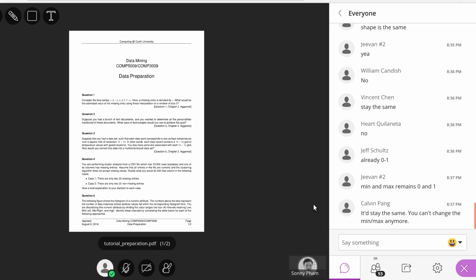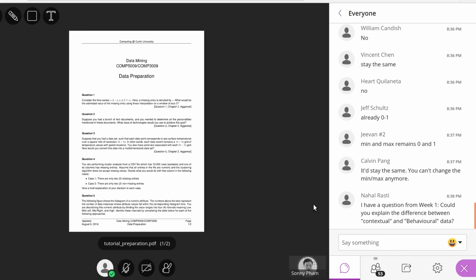Consider the time series. We have a time series in this case, and the last entry is a missing entry. What I would like you to do is get a calculator or something and try to predict the missing entry using linear interpolation on a window size of 3.